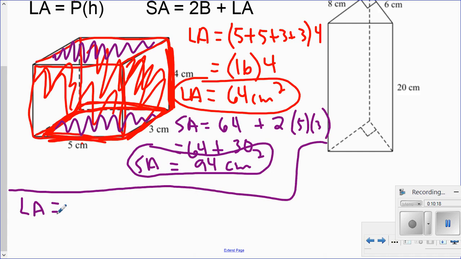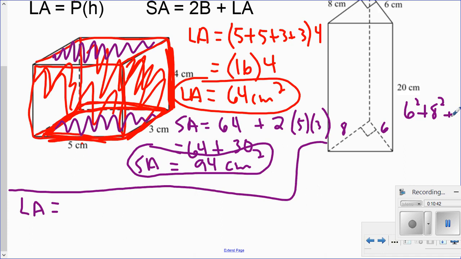I'm going to first take the perimeter of the base. Well, the base is that triangle. I'm going to move this 8 and 6 down here just so I can see it better. It looks like I don't know that third length, the hypotenuse of that right triangle. So let me use the Pythagorean theorem to get it.